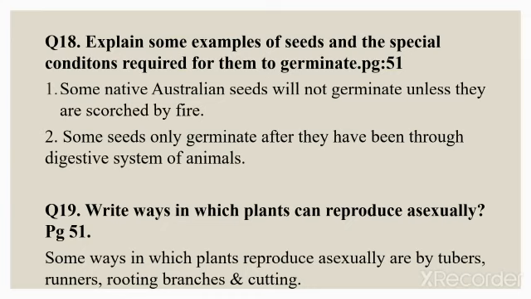The next question is on page number 51. Write ways in which plants can reproduce asexually. Some ways in which plants reproduce asexually are by tubers, runners, rooting branches, and cuttings.